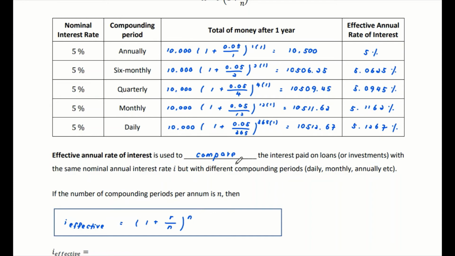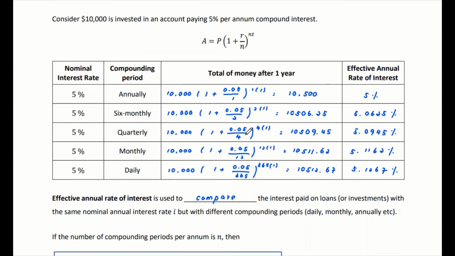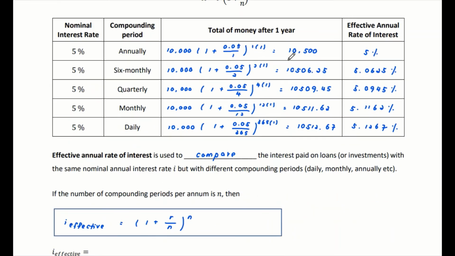So why you don't have a T here? Because we are talking about effective annual rate of interest, right? We are looking at 1 year. So you can see here all 1s. So I mean n multiplied by 1, you are still getting n. So that's why we don't need that.